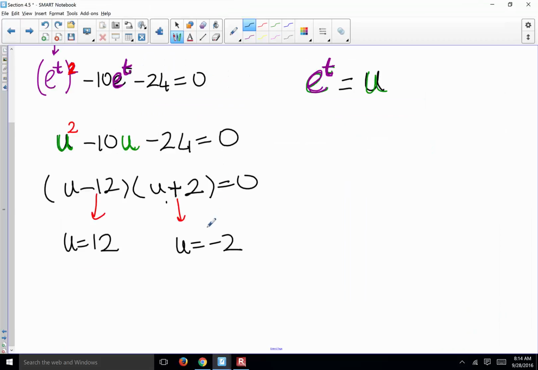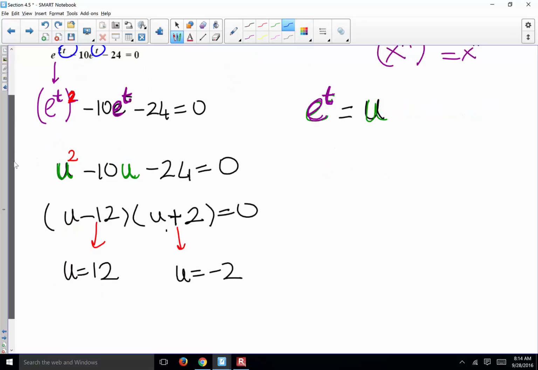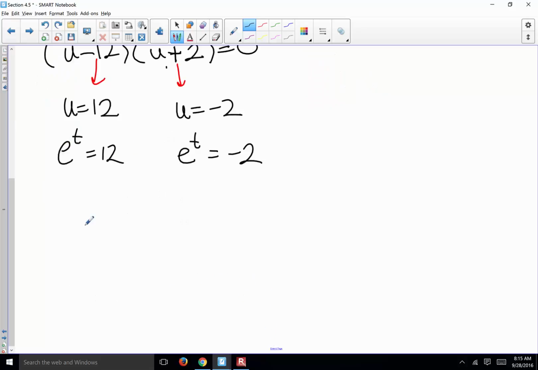Because you have to change your names back. These two values are for my made up variable. I made up this variable. They didn't ask for it. They want what is t. They are looking for t again. Look, what's the original variable? You need to present your answer in the original variable. So you need to change that u back to whatever it was, and it was e to the t. So put it back here. And we need to get t by itself.